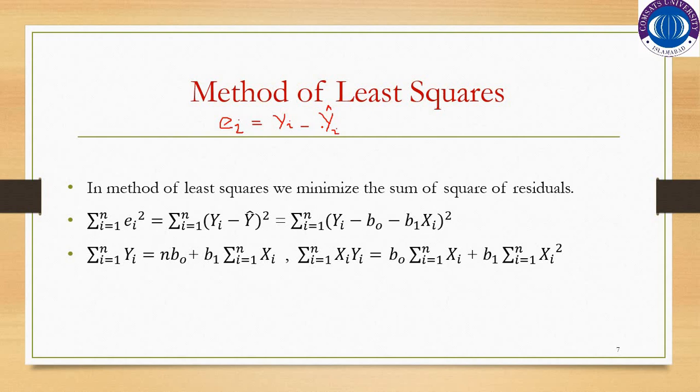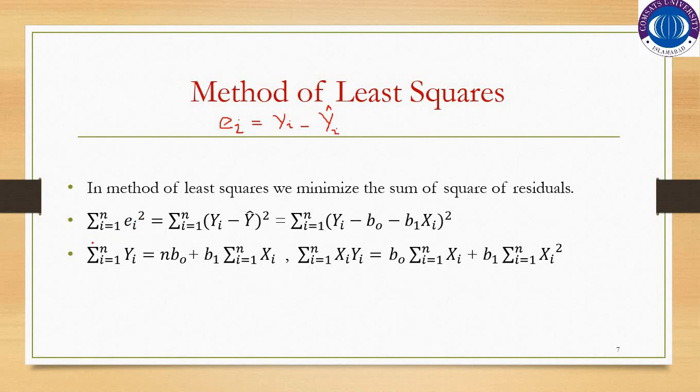the estimated value. So in the method of least squares, we minimize the sum of squares of residuals: summation i equals 1 to n of ei square, which equals yi minus y hat, whole square. As we know, y hat is equal to b0 plus b1x, so we substitute this value here.